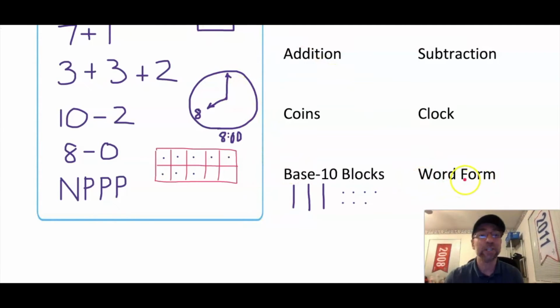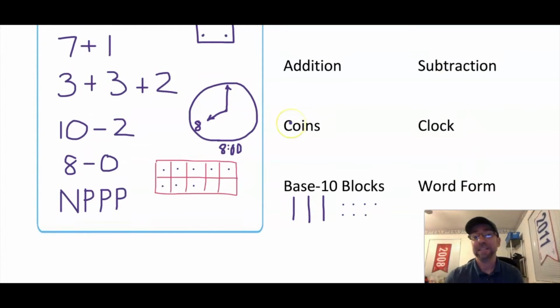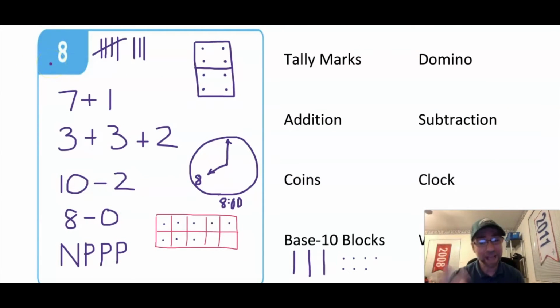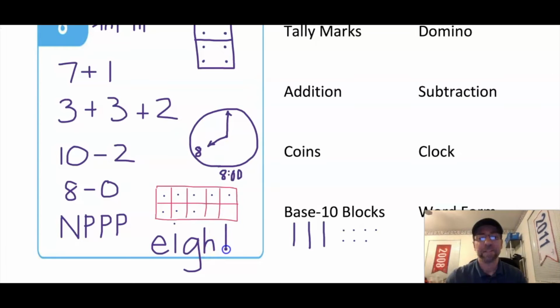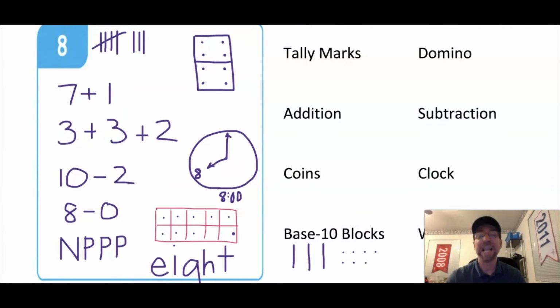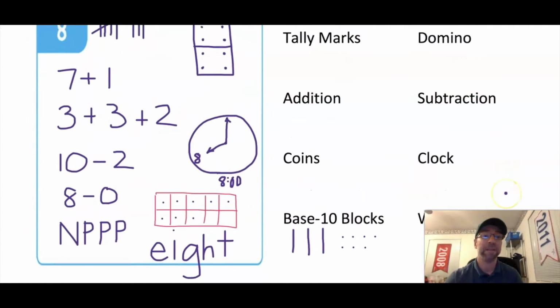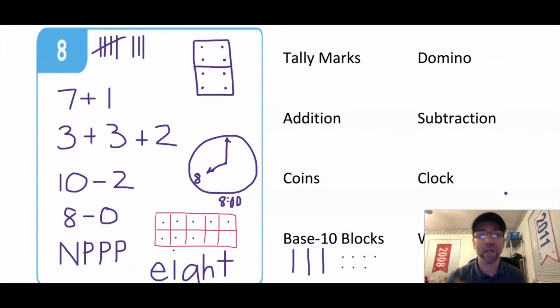I can actually just spell out the word. So for this time, my number is 8. I'm going to spell out the word 8. So I have named the number 8 in many different ways. I use tally marks, a domino, addition, subtraction, coins, a clock, base 10 blocks, and word form. And you might even think of other ways to name the number 8.